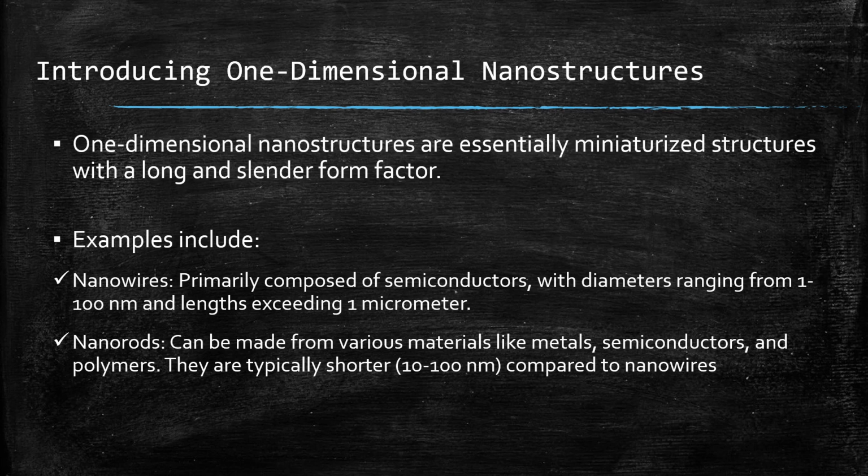These incredible materials come in two main flavors, nanowires and nanorods. Nanowires are typically semiconducting and ultra-thin, while nanorods offer more material flexibility, allowing them to be crafted from various sources.